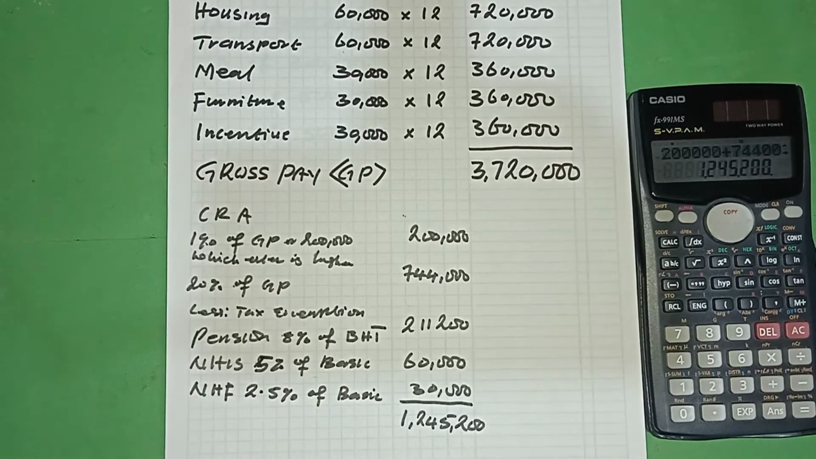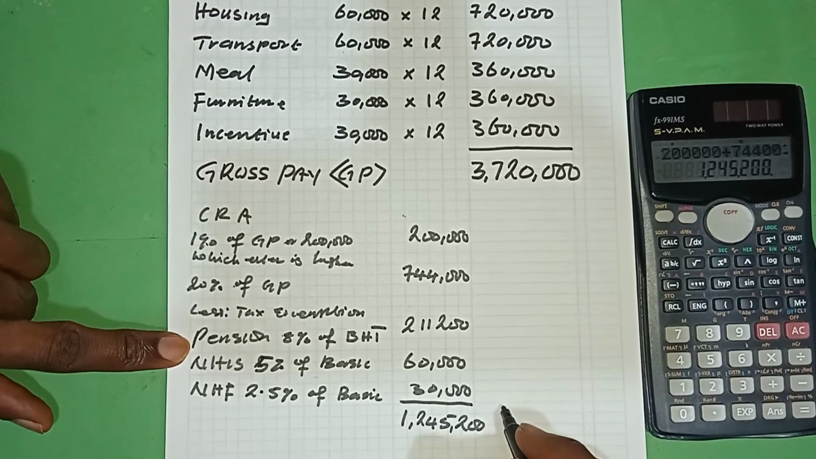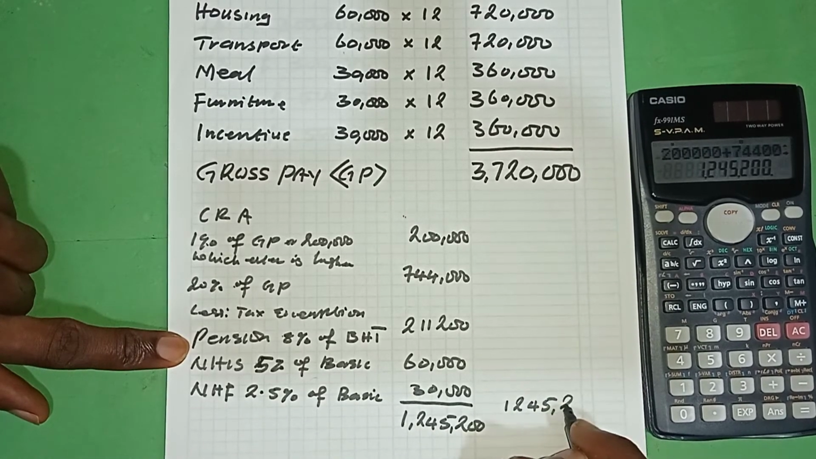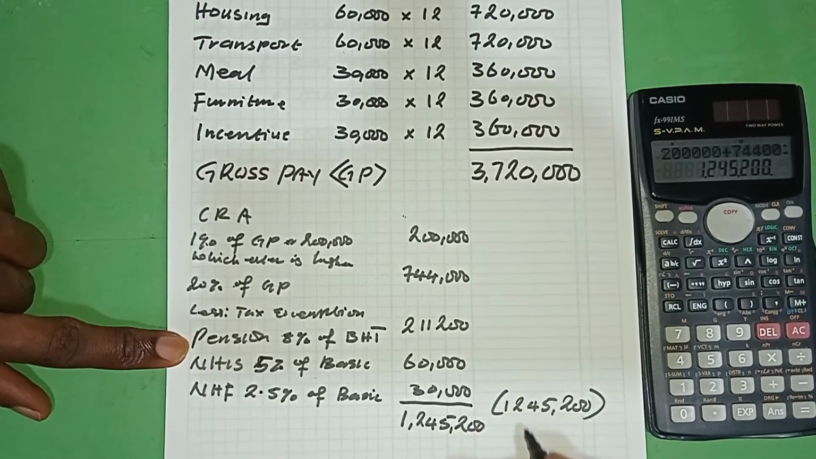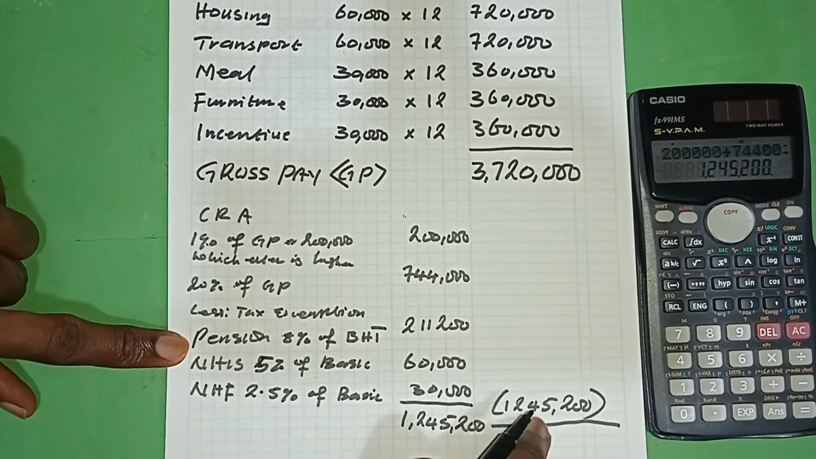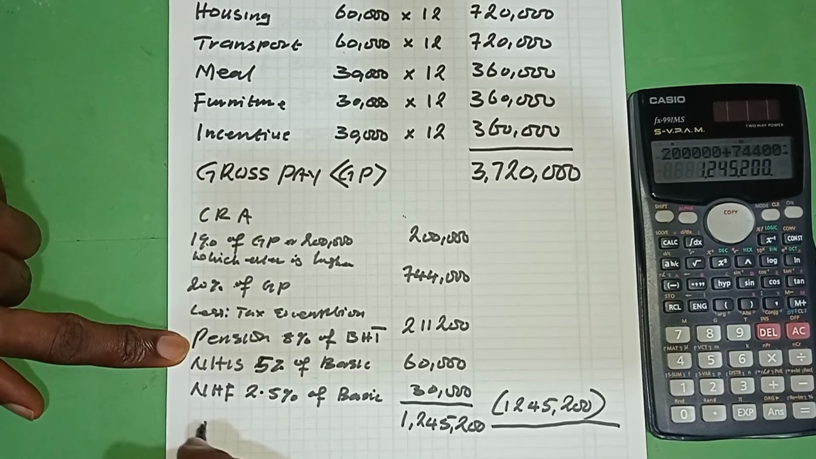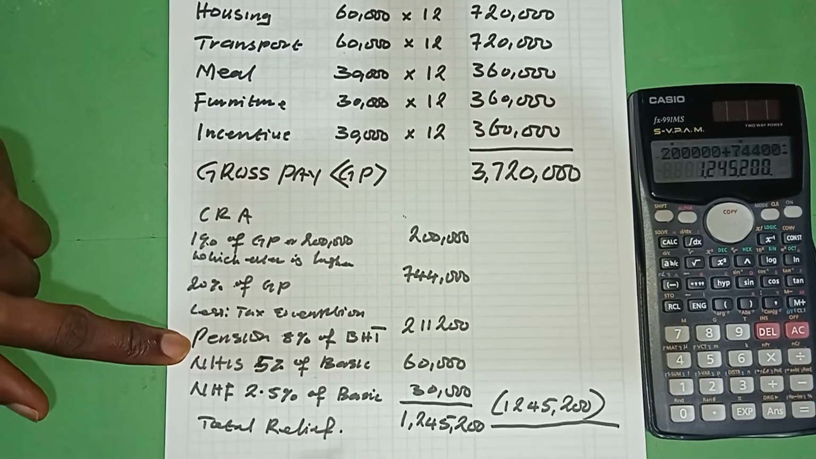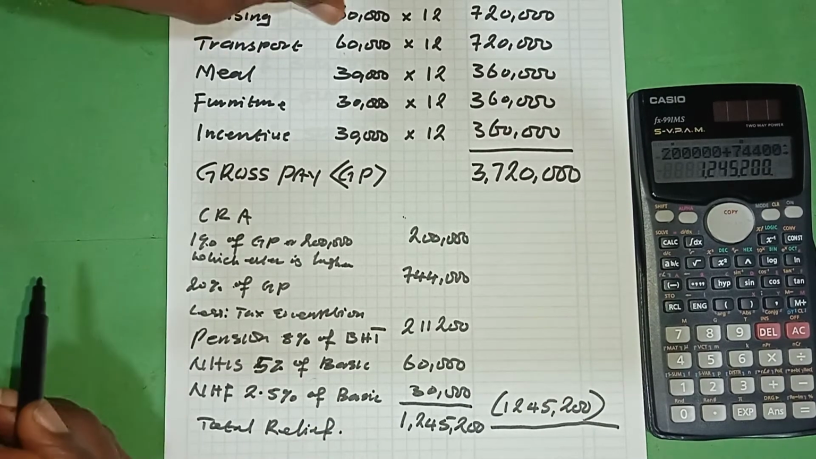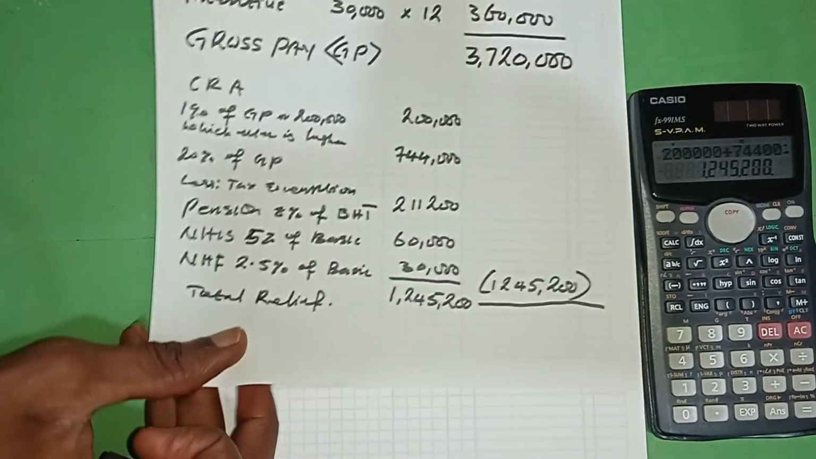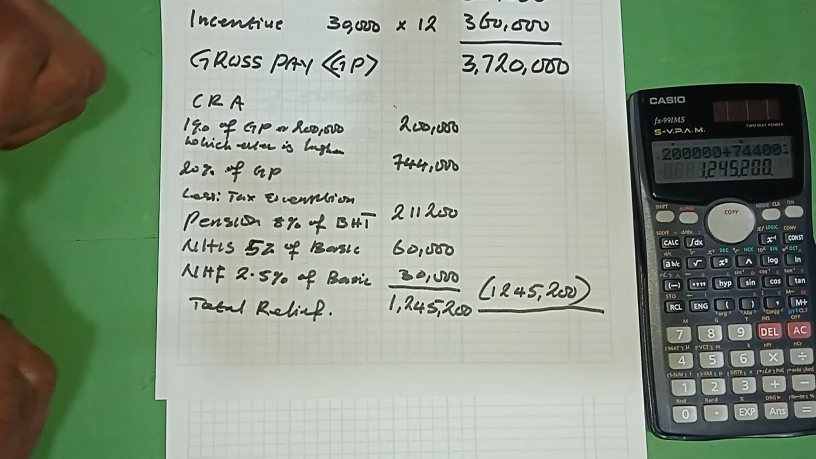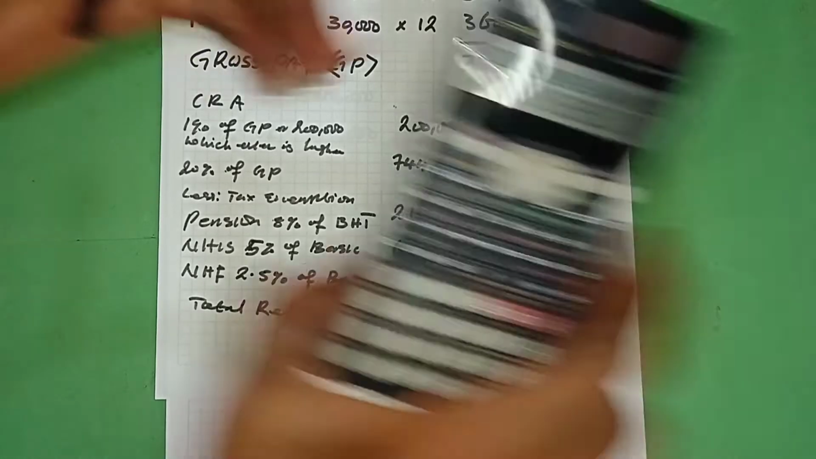Now this figure, 1,245,200, you bring it here. We are lessening it from here. Now this is your total relief that you are getting. So we are going to less it from the gross pay. Hope you are getting it. We are lessing it from where? The gross pay.